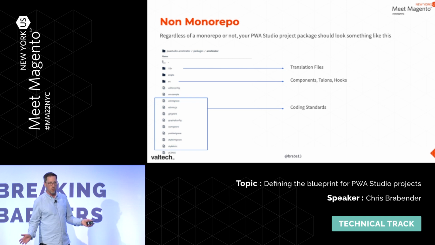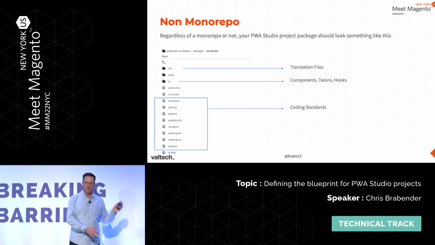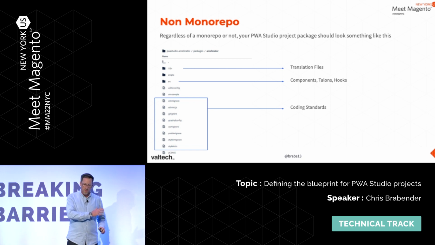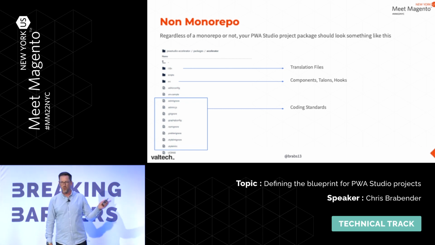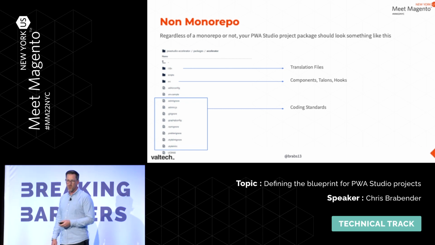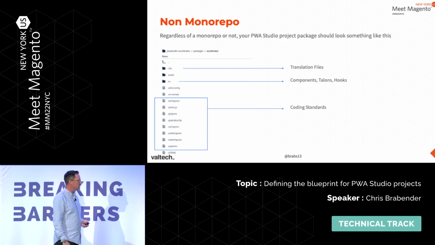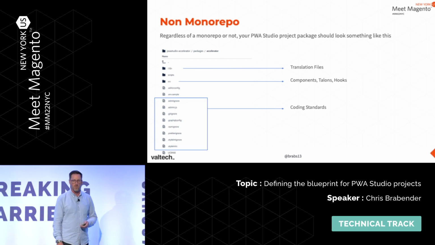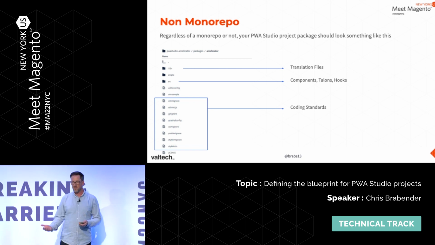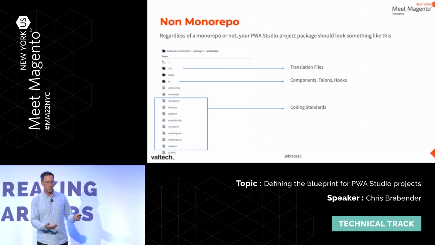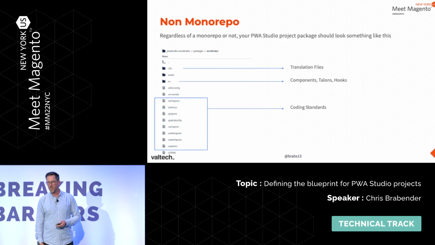Regardless of whether you're using a monorepo or not, though, your project is going to be structured something like this. I think one of the main things I see people missing when they're building a PWA Studio project is coding standards. They are very relevant for React development as much as PHP development. So setting up properly for ESLinting, Prettier, style linting, whatever it may be, is very important. Having consistency in standards when you're implementing code helps you for implementing, building new developers, skilling them up, but also managing security and things like that.